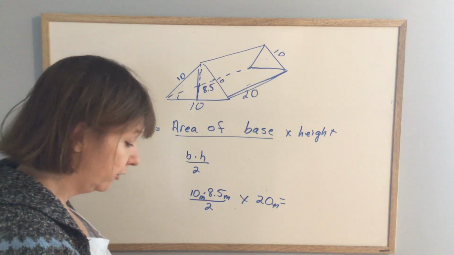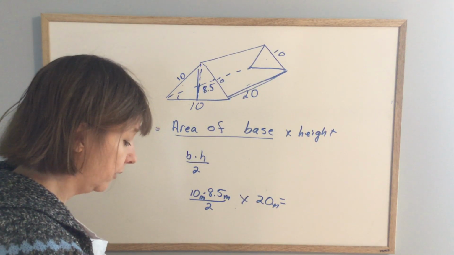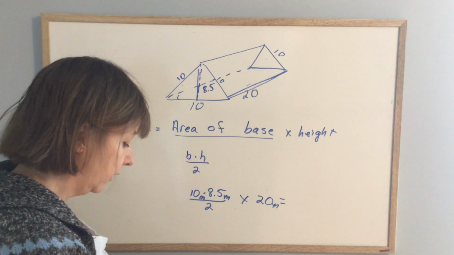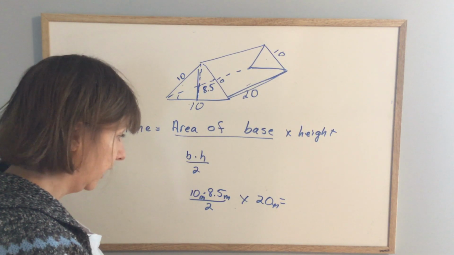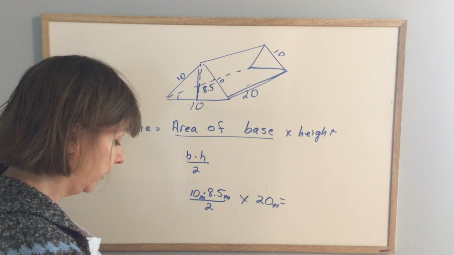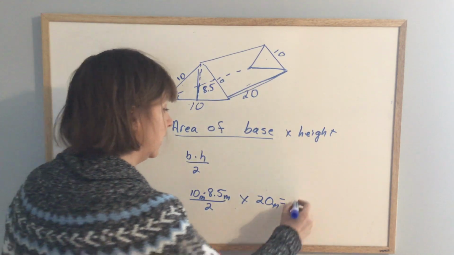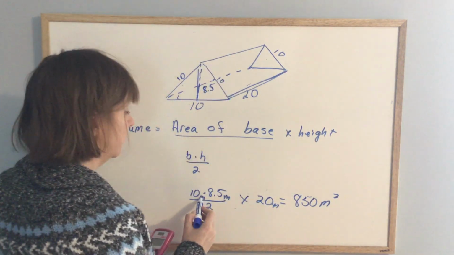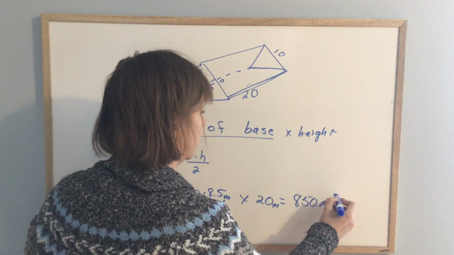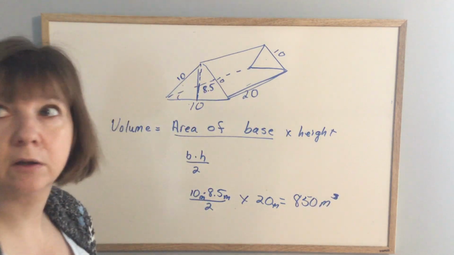So if I do 10 times 8.5 divided by 2, so 85 divided by 2, and then I multiply it by 20, I get 850 cubic meters, because it's meters times meters times meters, so it is meters cubed. That's a 3, even though you can't tell.